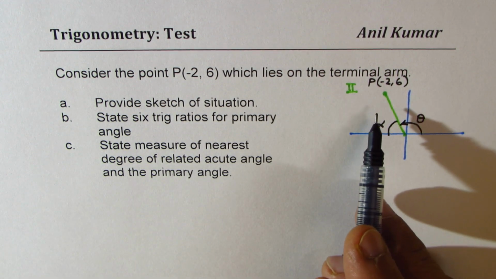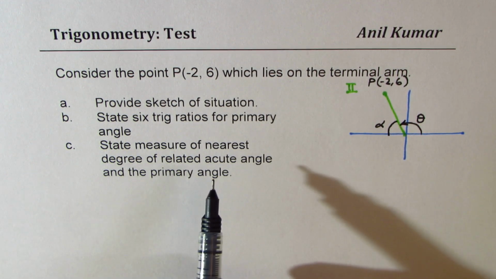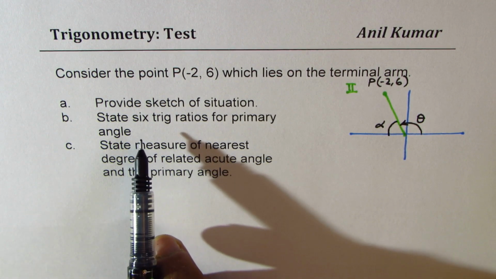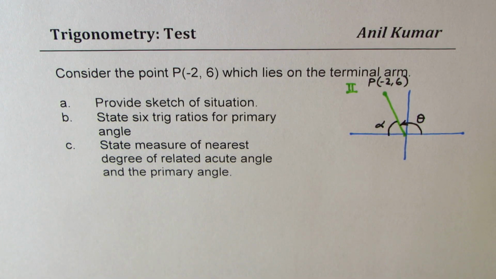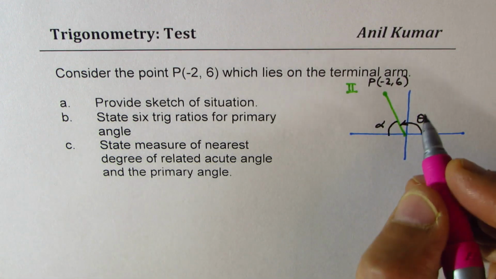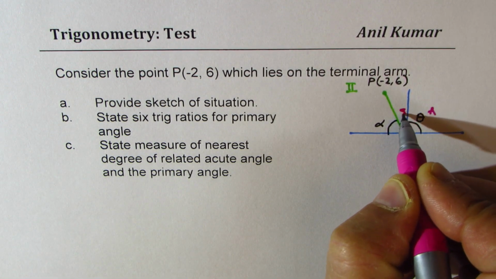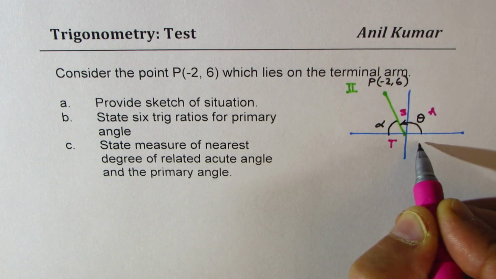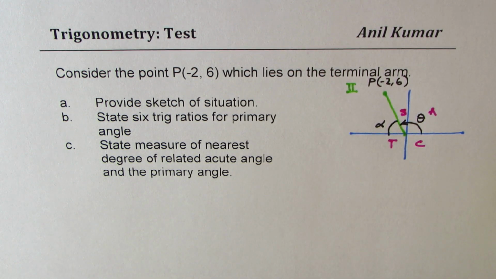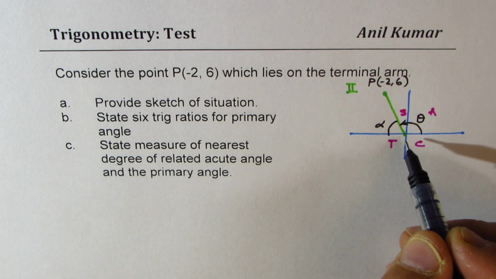Now since we are in quadrant 2, sine is going to be positive, and tan and cosine will be negative, right? Let's write down the rule that all are positive in quadrant 1, sine in 2, tan in 3, and cosine in 4. We need to find the length OP.